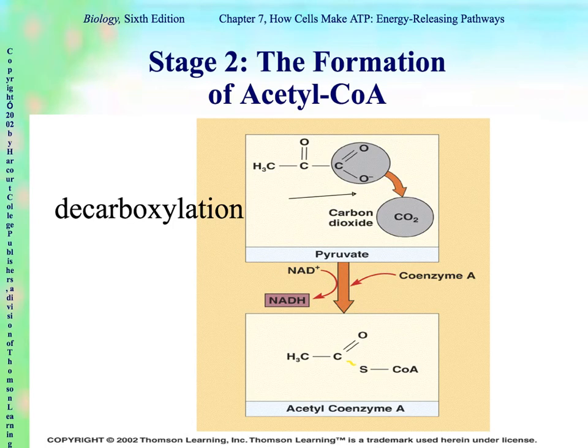So here's our pyruvate. We're going to take the carboxyl group right here off, which is called decarboxylation. Carbon dioxide is released, and that hydrogen that isn't really being shown there, it's right there. That hydrogen is going to add to NAD plus to make NADH. And then coenzyme A comes along and adds to that, and finally we have acetyl coenzyme A. That yellow bond right there is the unstable bond that is going to break soon.